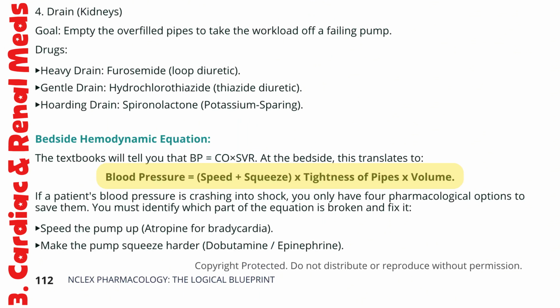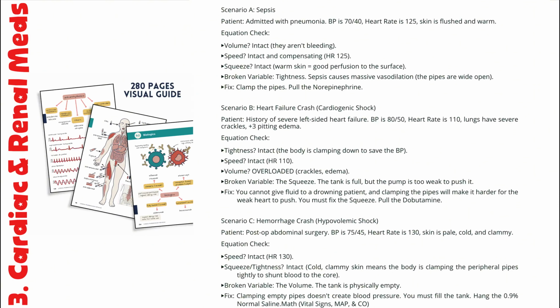Here's your bedside equation. Blood pressure equals speed plus squeeze times the tightness of the pipes times volume. When a patient is crashing into shock, find the one broken variable and fix only that one. Picture a septic patient. Blood pressure 70/40, heart rate 125, skin warm and flushed. Volume's fine, the pump's compensating. The pipes are the problem. Sepsis blows them wide open. Fix, clamp them with norepinephrine.